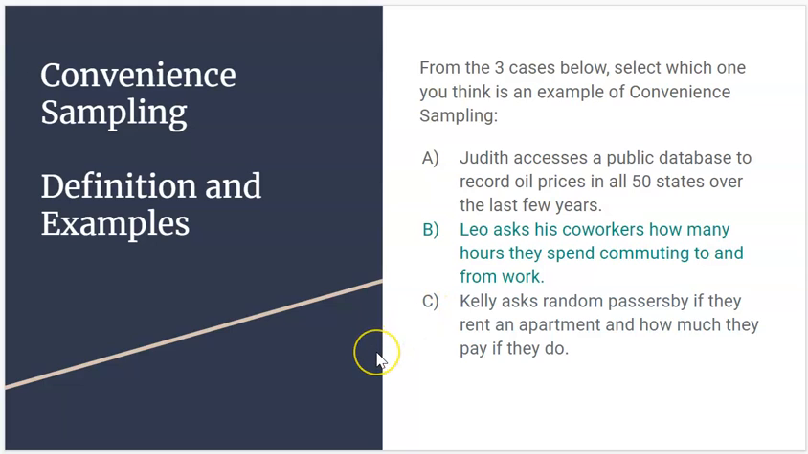So convenience sampling is all about the ease of access. It's all about asking someone or recording data easily. And so you don't have to work so hard to do it.